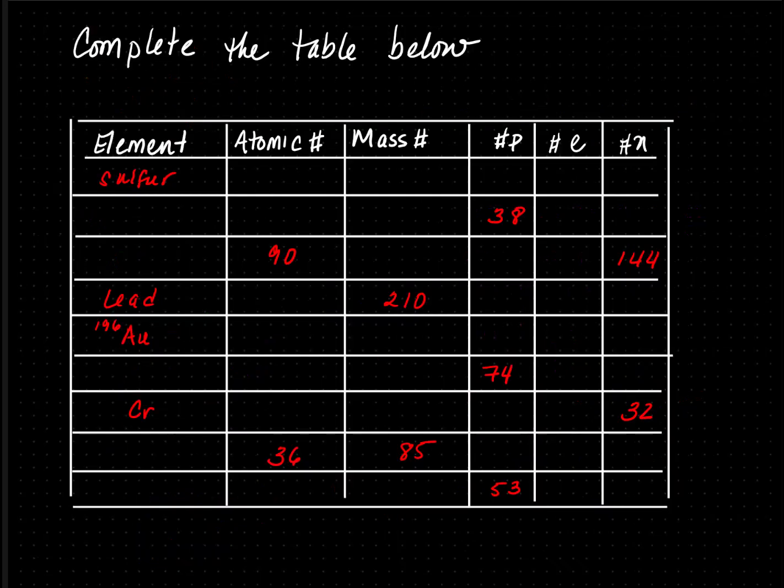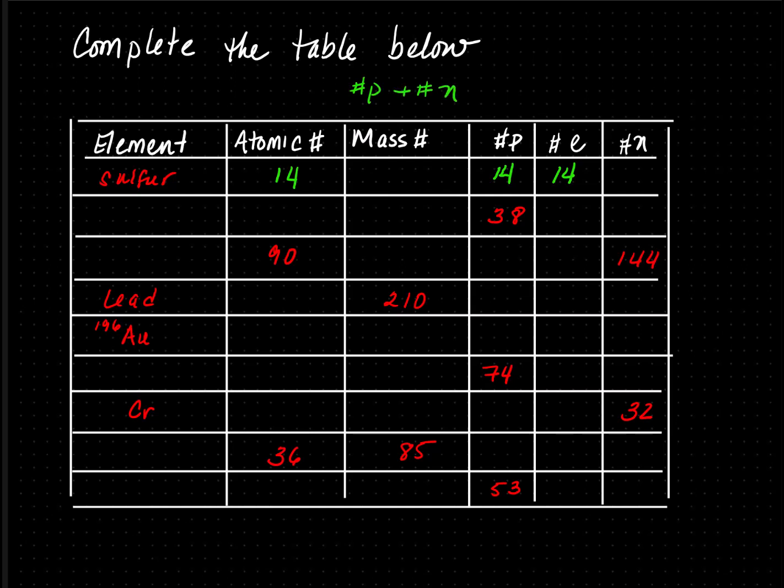Complete the table below. Sulfur: the atomic number is the whole number on top of your periodic table. It is 16 for sulfur. The atomic number gives you the number of protons. It is unique to each element. Since no charges were given, the number of protons will equal the number of electrons because this is a neutral atom. The mass number is the number of protons, or the atomic number, plus the number of neutrons.